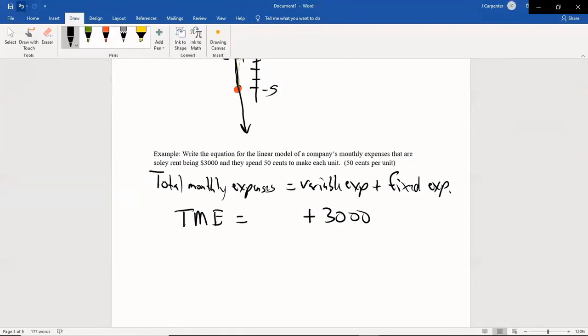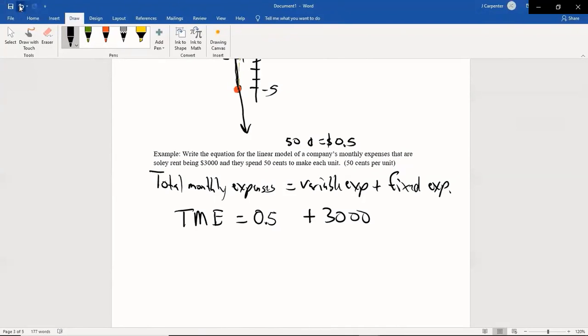Now, if you want your total monthly expenses to be in dollars, which is what I'm demonstrating here, that 3,000 is the dollars, I can't do 50 here. That would be wrong because now I've got cents and dollars and they aren't in the same scale. So I've got to convert that 50 cents to 0.5 or 0.50, whichever you like. I'm going to stick to 0.5. So 50 cents is $0.5, of course.